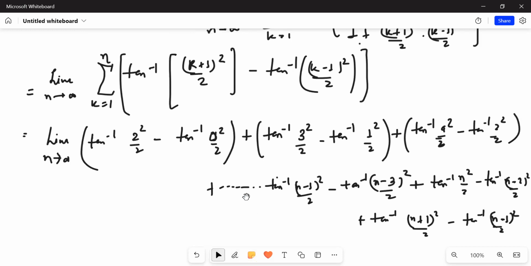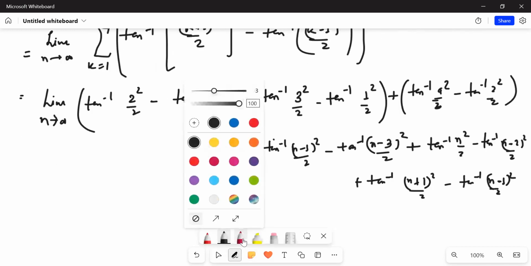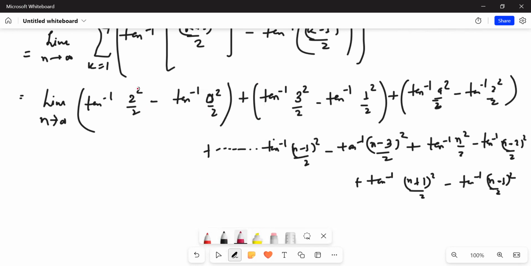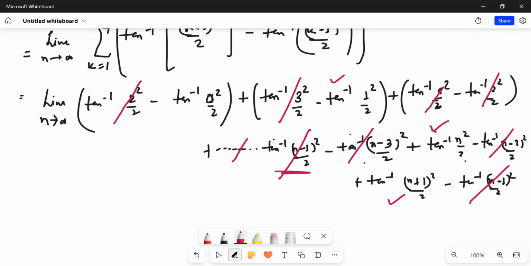Now if I try to calculate this, just see this. In any bracket, the former part is cut by the next to next bracket's latter part. So all these would get cancelled. So what would be surviving? These terms would be surviving: tan inverse 1 square by 2, tan inverse 2 square by 2, and the last terms near n.